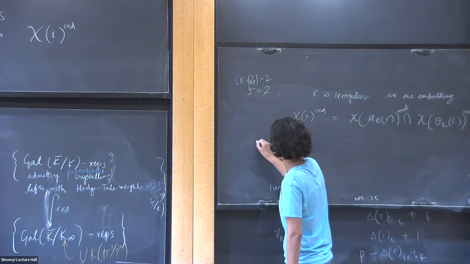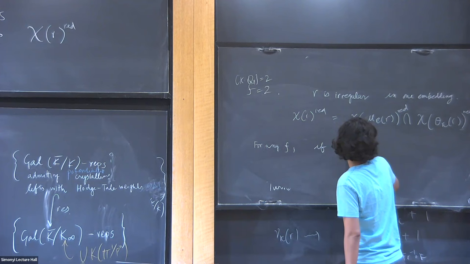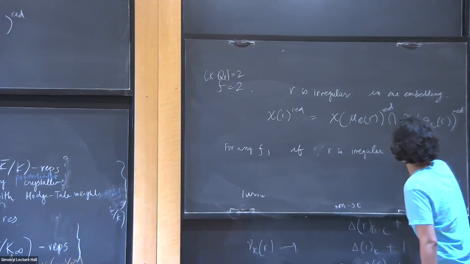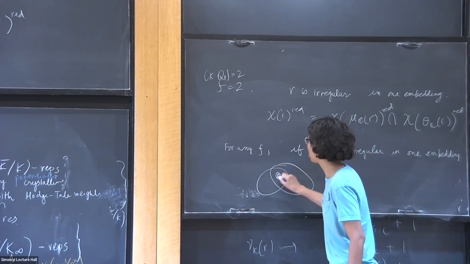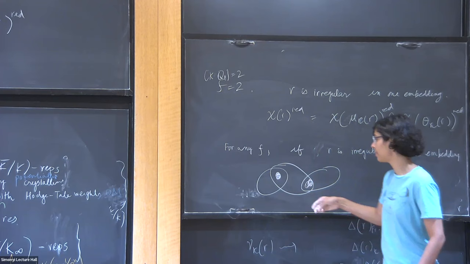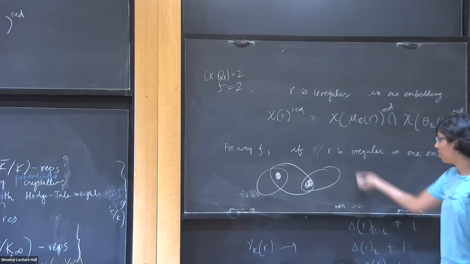Another thing I can say is that, if R is irregular in one embedding, the same condition, then it's something weird. What happens is that many irreducible components intersect in codimension one, right? You could have these codimension one intersections, and maybe these are the irreducible components of those codimension one intersections. But in some edge cases, you start seeing triple intersections.